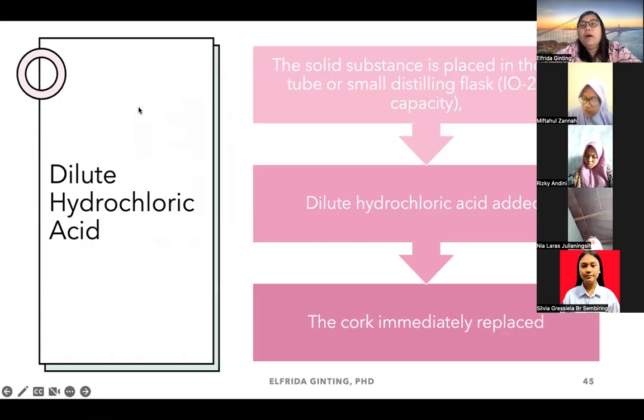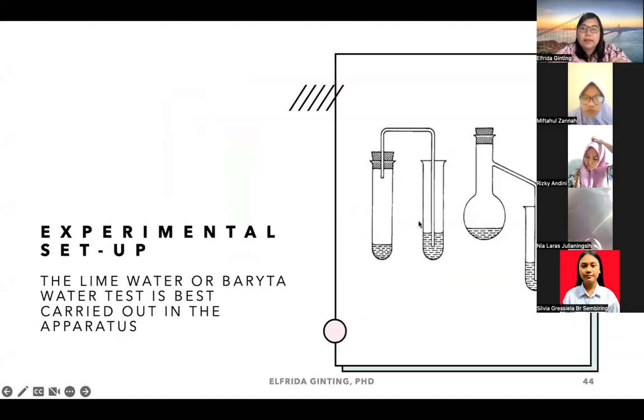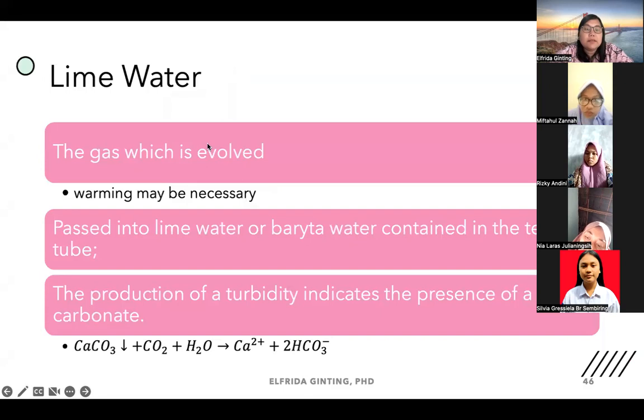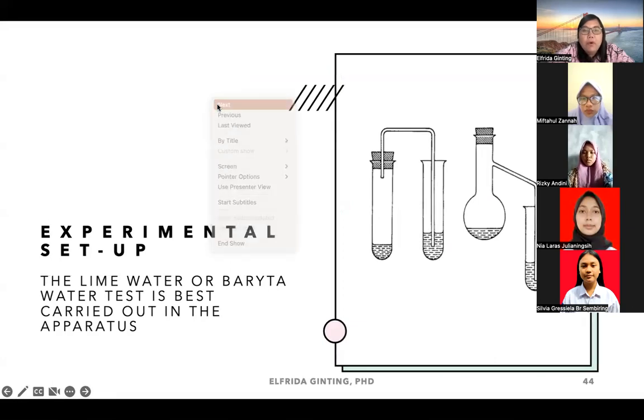Okay. Now, you can also put a solid substance in a test tube or small distilling flask like this, right? And when you mix the hydrochloric acid, immediately you put a cork, and the gas will evolve. So that's why here the gas goes through here and goes directly into the lime water.